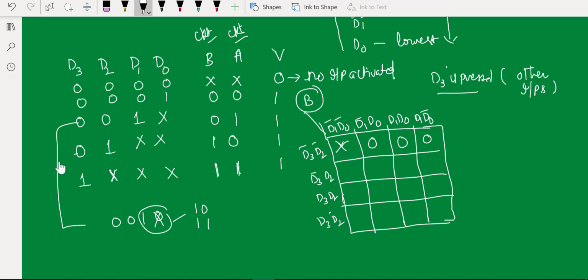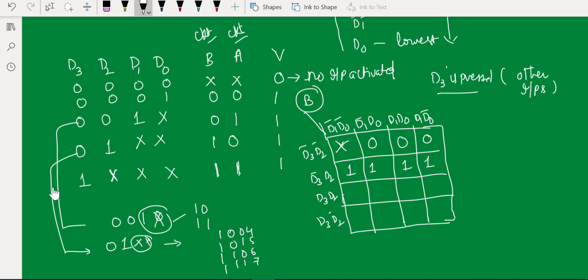Now if you take the next one, it is 0 1 XX. That means this XX can be replaced by 0 0, 0 1, 1 0, 1 1. That means you are going to have 0 1 0 0, 0 1 0 1, 0 1 1 0 and 0 1 1 1. So this will be 4, 5, 6 and 7. For this you are going to have output 1. That means for 4, 5, 6 and 7.